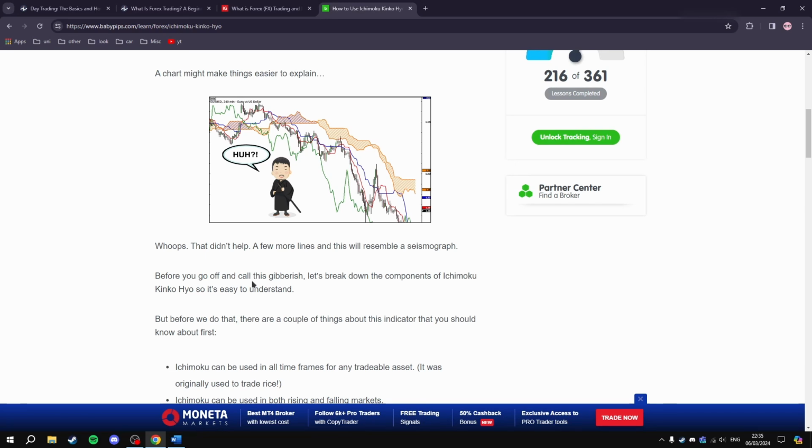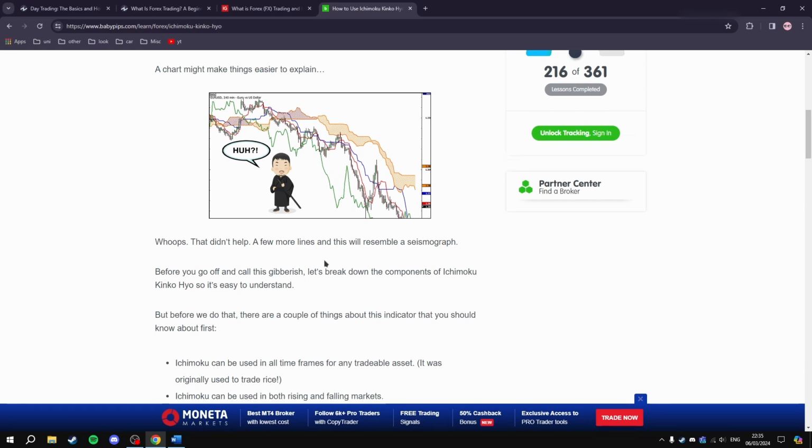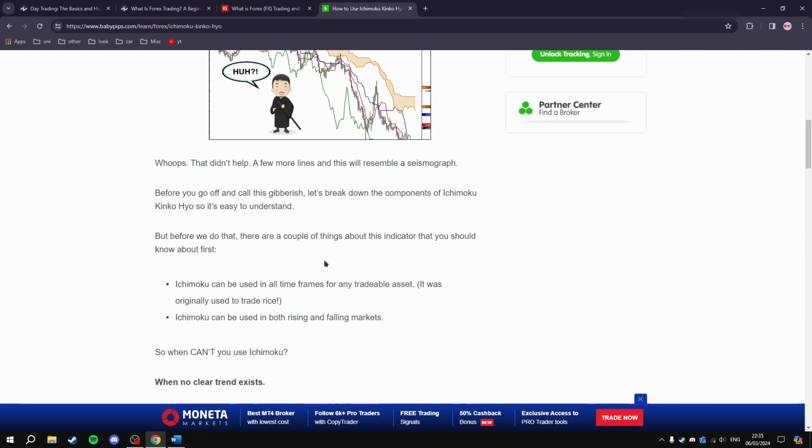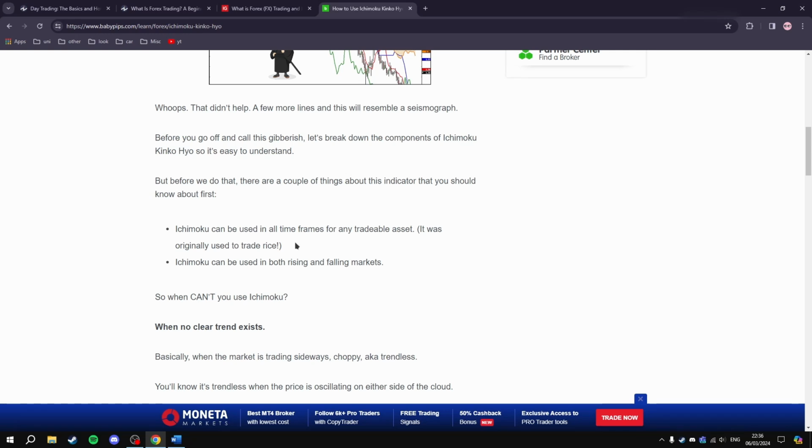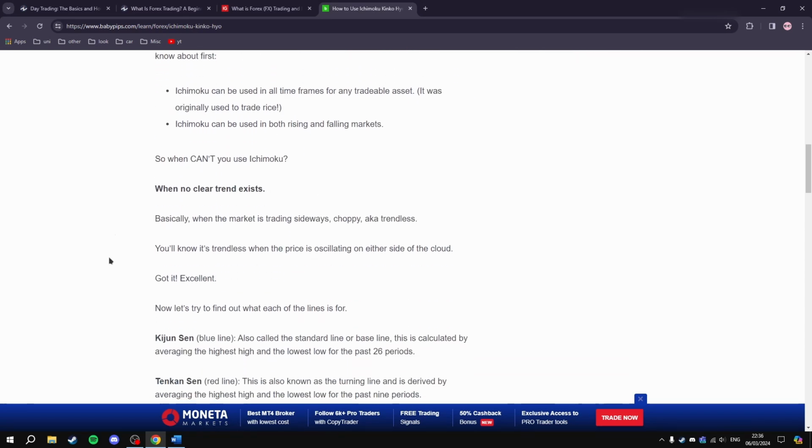Before you go off and call this gibberish, let's break down the components of Ichimoku Kinko Hyo so it's easy to understand. But before we do that, there are a couple of things about this indicator you should know about first. Ichimoku can be used in all time frames for any tradable asset. It was originally used to trade rice. Ichimoku can be used in both rising and falling markets.